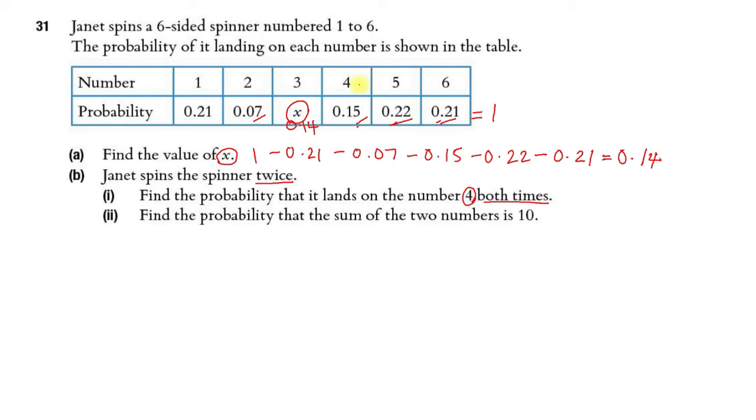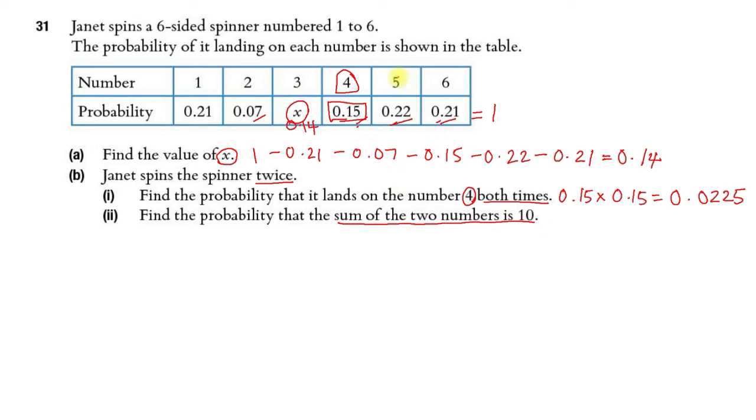So the probability of the spinner landing on number 4 is 0.15. So if it lands on number 4 both times, the probability would be 0.15 times 0.15 equals 0.0225. Next, find the probability that the sum of the two numbers is 10. Sum of the two numbers is 10.